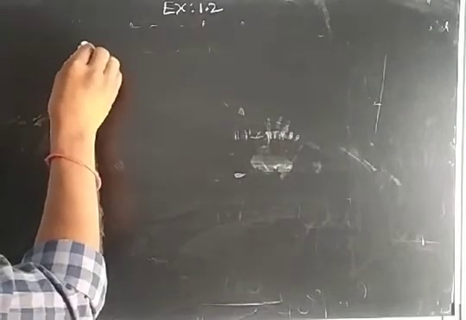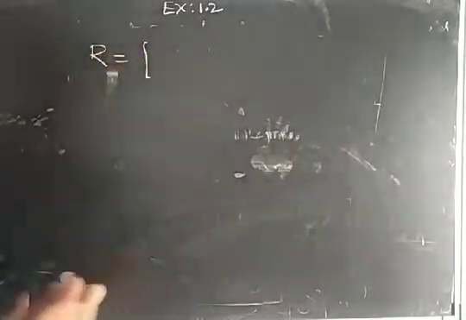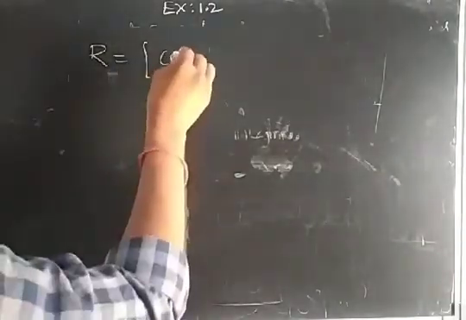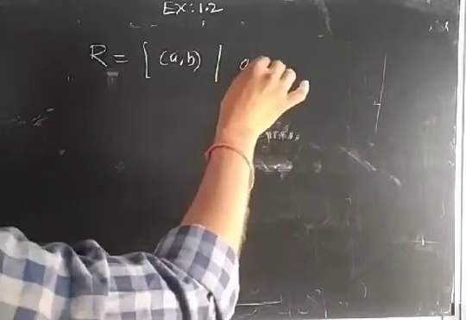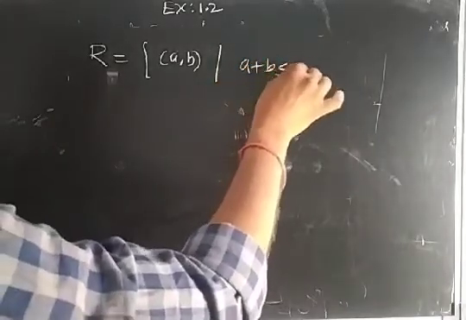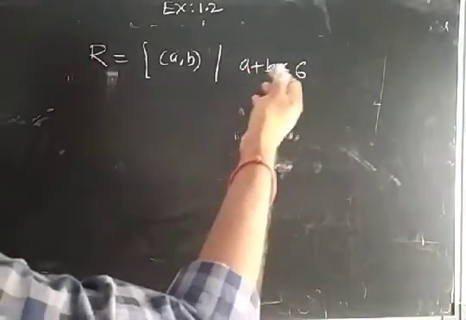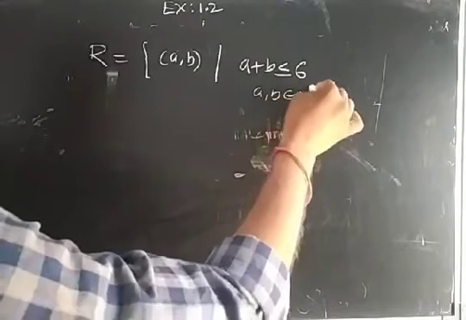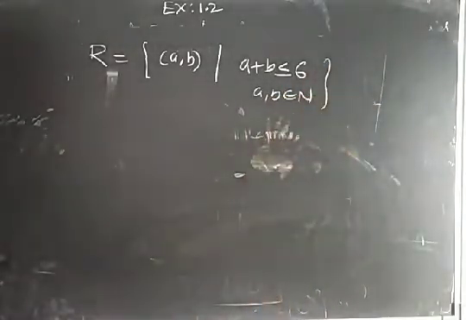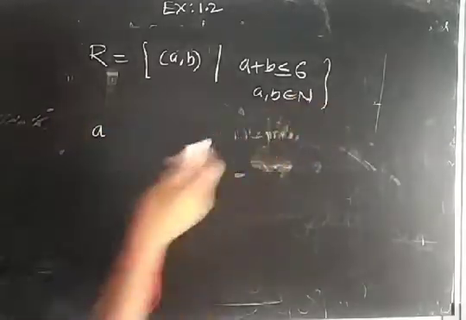See, R equals the set of ordered pairs (A, B) taken in such a way that A and B should satisfy this condition: A plus B should be less than or equal to 6, where A, B are taken from natural numbers. I will construct the ordered pairs by taking elements from natural numbers.